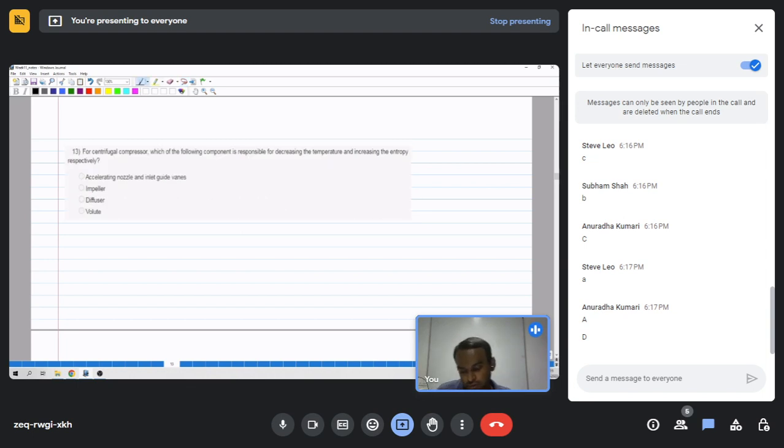For a centrifugal compressor, which of the following components is responsible for decreasing the temperature and increasing the entropy respectively? Accelerating nozzle and inlet guide vanes, impeller, diffuser, or volute. Yes, the accelerating nozzle and inlet guide vanes are responsible for decreasing the temperature and increasing entropy.